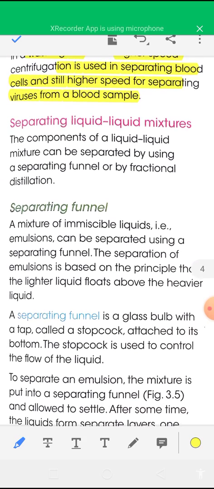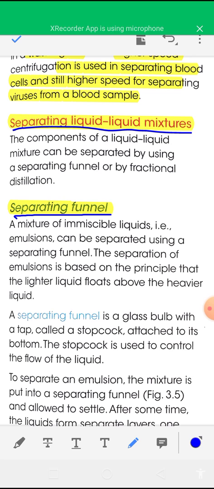Now see, the next type of mixture is liquid mixture. Separation of liquid mixture. The methods are using a separating funnel, or fractional distillation. So the first method of separation of components of a liquid mixture is using a separating funnel. Using a separating funnel, you can separate a mixture of two immiscible liquids. Okay, immiscible liquids can be separated by a separating funnel. A mixture of immiscible liquids, that is an emulsion, can be separated using a separating funnel.